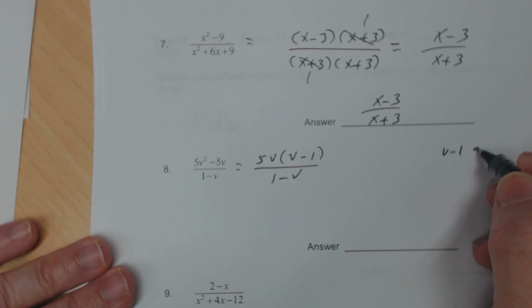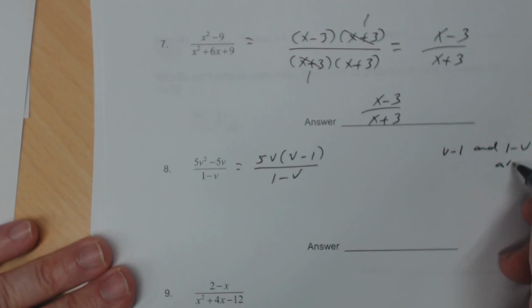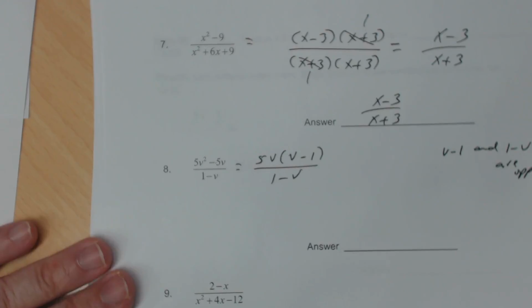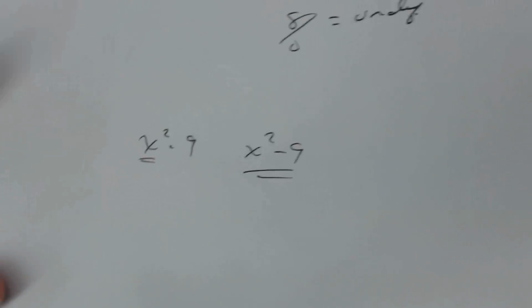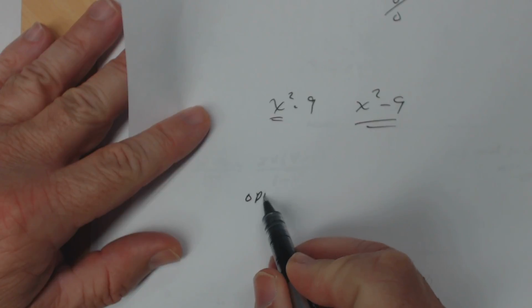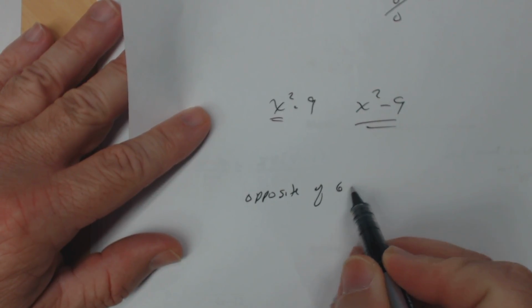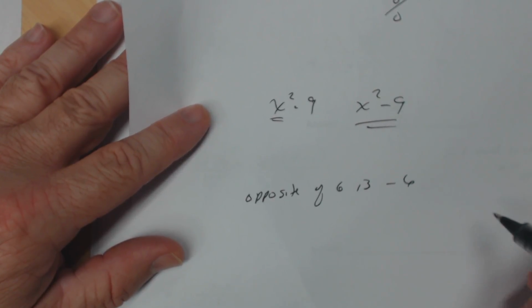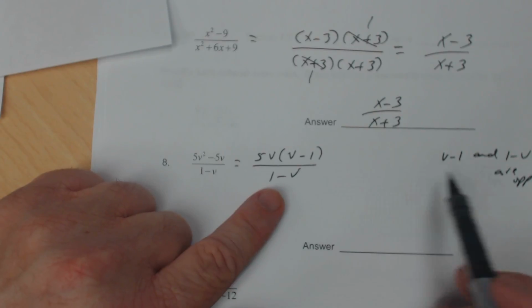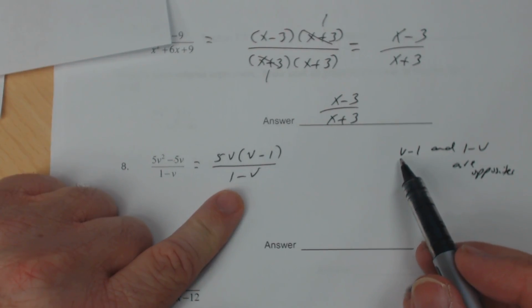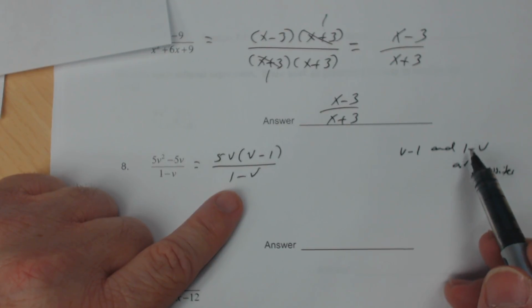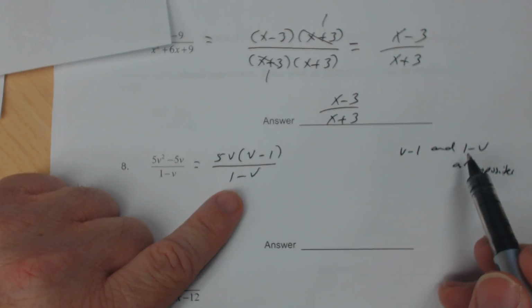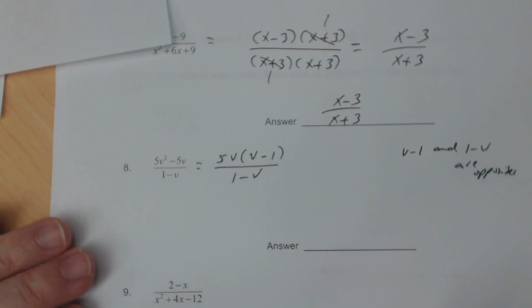You have to notice that v minus 1 and 1 minus v are opposites. So you always need to look for that. So remember, let's say the opposite of 6 is negative 6. All right, so that's what we mean by opposite. So the opposite of 6 is negative 6. So the opposite of v minus 1, all you do is take the opposite of each term. So the opposite of a positive v is a negative v, which is what this is, and the opposite of a negative 1 is a positive 1, which is what this is. So those are opposites.